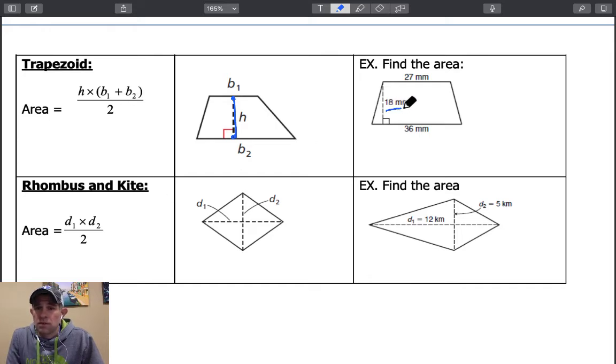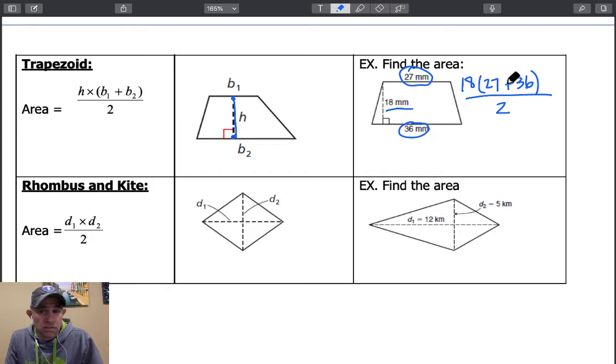So our example here, we have a height of 18 and the two bases of 27 and 36. So we're going to take that 18, we're going to multiply it to the sum of 27 and 36, and then we're going to take that product and divide it in half. Now remember, this fraction bar here is a grouping symbol. I must do my product in my numerator first, after I've added my parentheses, and then divide by 2. So that's going to give me 18 times 63 divided by 2. Or in other words, 9 times 63, and that's going to give me the result of 567, and now we're talking about millimeters.